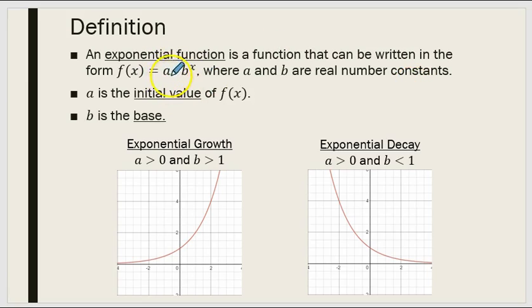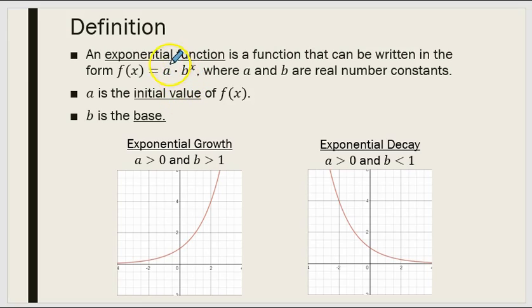A is what we will refer to as the initial value. So when we're doing population models, it might be what is the population of the city before we start looking farther into the future. And then b is the more important number here. B is the base of the function. So it's what's being raised to the x power, or they might use a different variable like t. It doesn't really change much there.